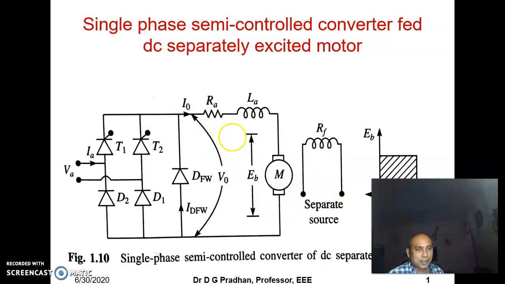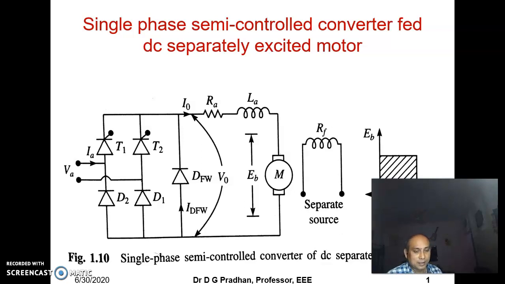In this case, the quadrant operation is shown here. You can see that the output voltage polarity remains the same and the current direction remains the same. That's why the single phase semi controlled converter operates in the first quadrant only, or the single quadrant only.